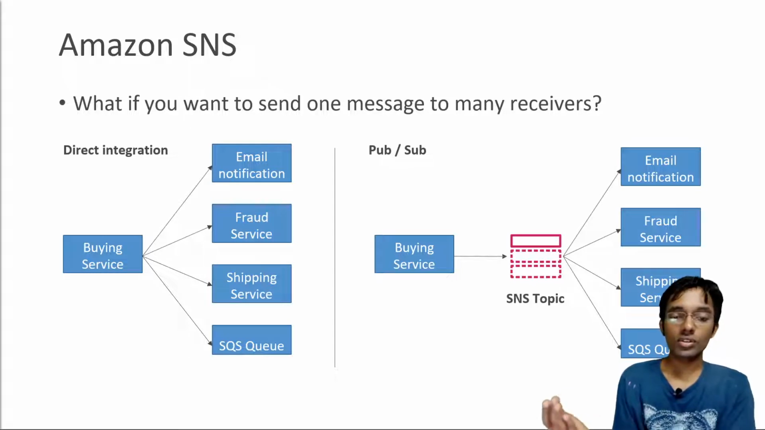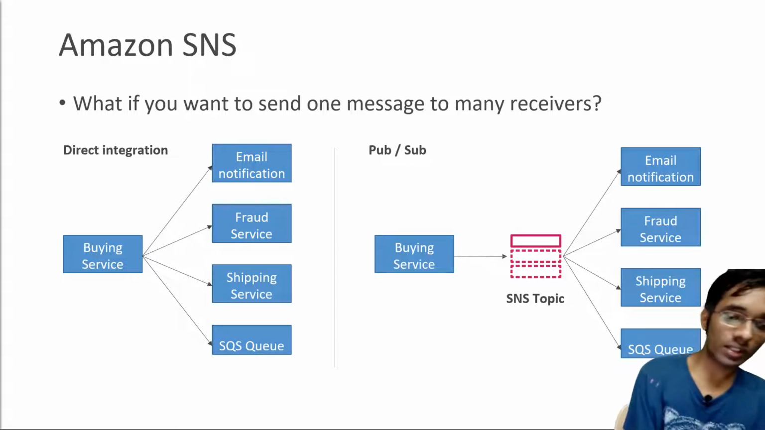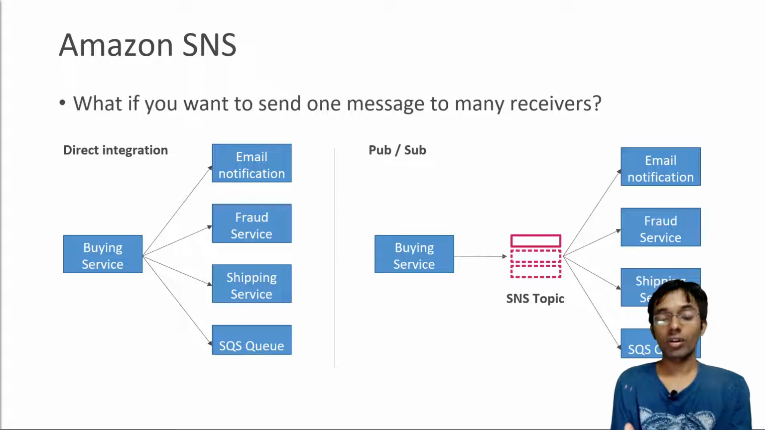Instead, what you may want to use is called pub/sub, publish and subscribe. The idea is that the buying service will send a message into an SNS topic, which is publishing a message into a topic, and that topic will have many subscribers. Those subscribers will be the email notification, fraud service, shipping service, and SQS queue, and each subscriber will be able to receive that message from the SNS topic and have it for their own. This is another type of pattern called the pub-sub pattern.